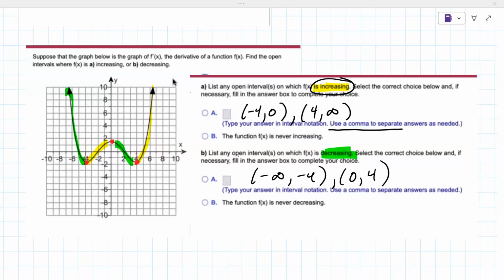Any questions on that before we move on? No, that's pretty easy so far. Yeah, maybe it looks harder than it actually is.